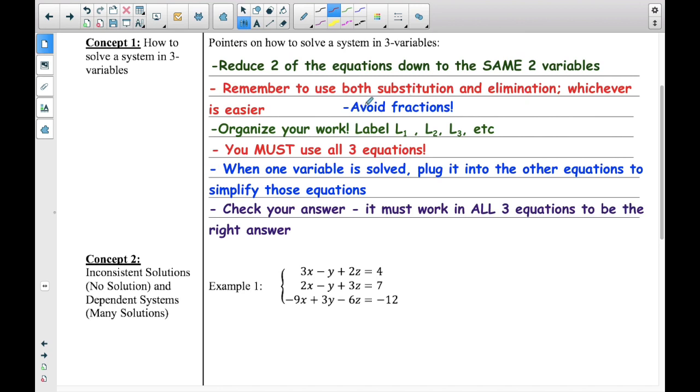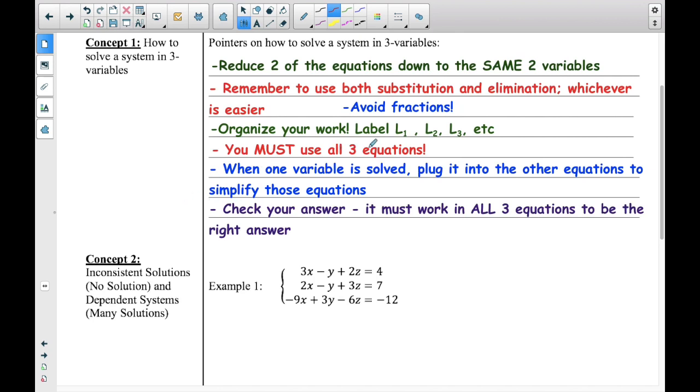Another thing is avoid fractions. Sometimes, like with elimination, people say, oh, I can divide this by 4. But then when they divide by 4, they end up with a bunch of fractions. Try to avoid fractions as much as possible. Sometimes they're inevitable, but if you can avoid them, try to avoid them.